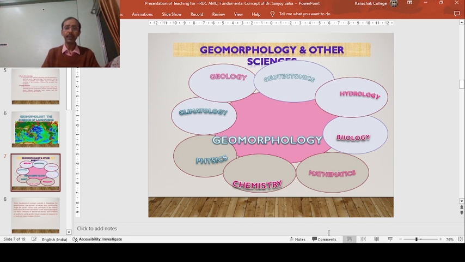In case of geomorphology, the physical events cannot be explained properly without the physical mechanism of the processes which are performed on the surface of the land. Physics is necessary, and similarly mathematics, biology, hydrology, geotectonics, and geology are also necessary for explaining the geomorphic events.